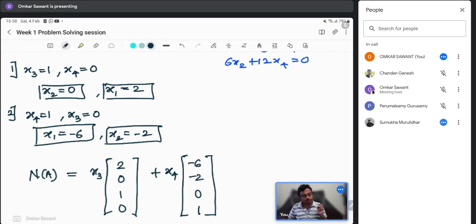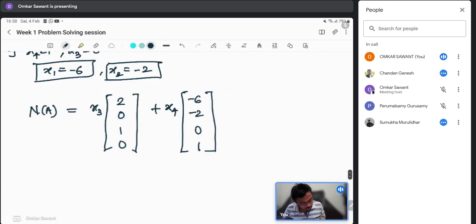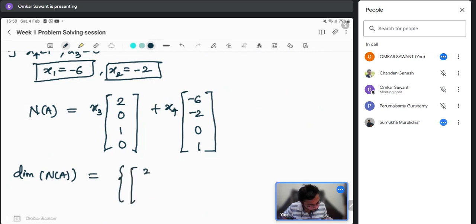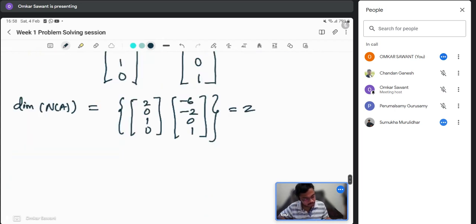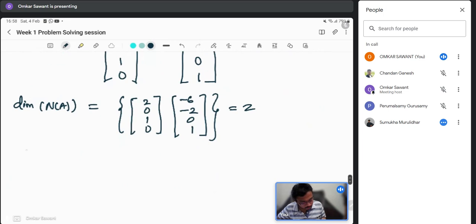Correct. So what is your dimension? 2, right? We write the null space like this, and you are asked to write the null space. Write the null space like this. Okay, that is your span also, right? So we will recheck it.